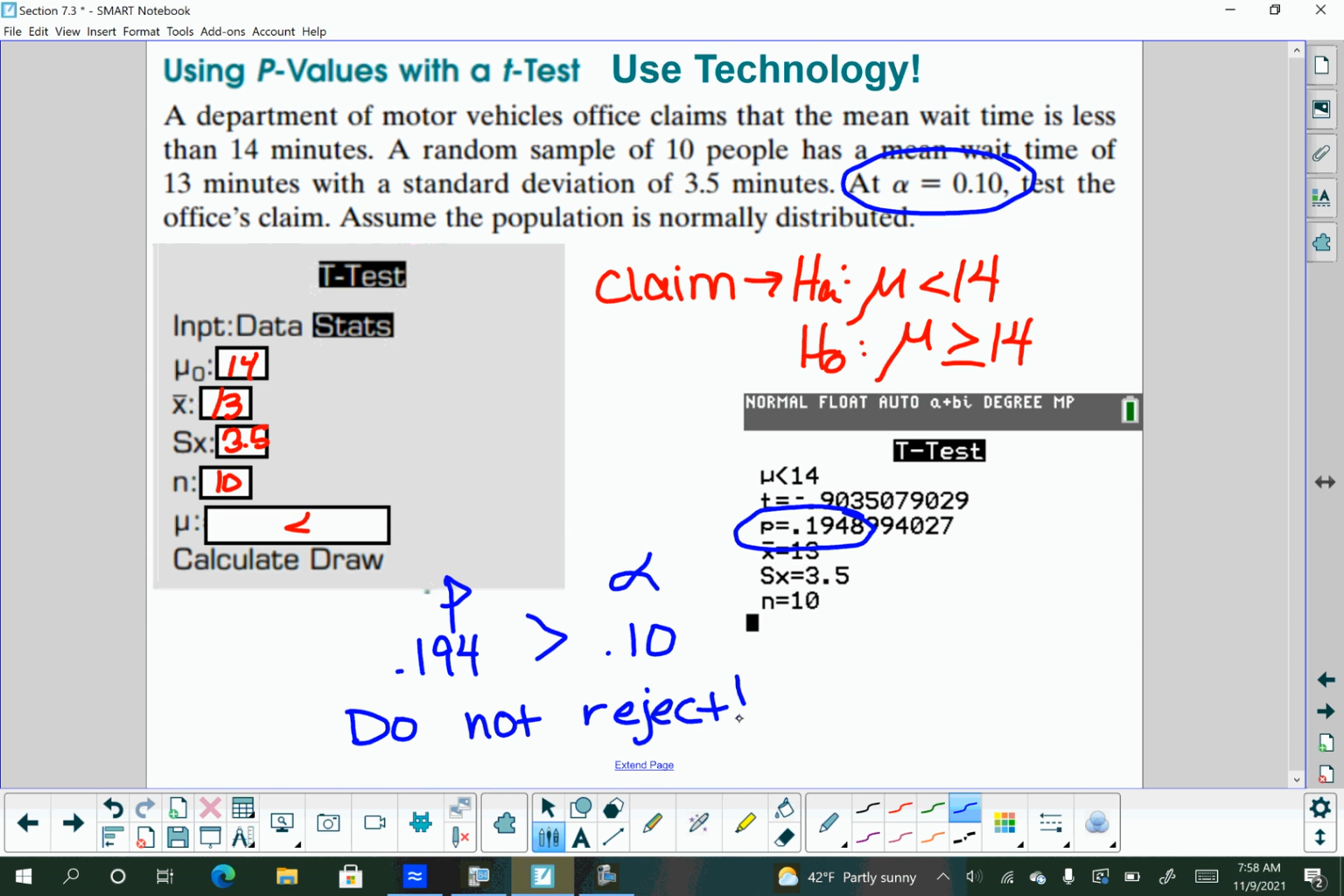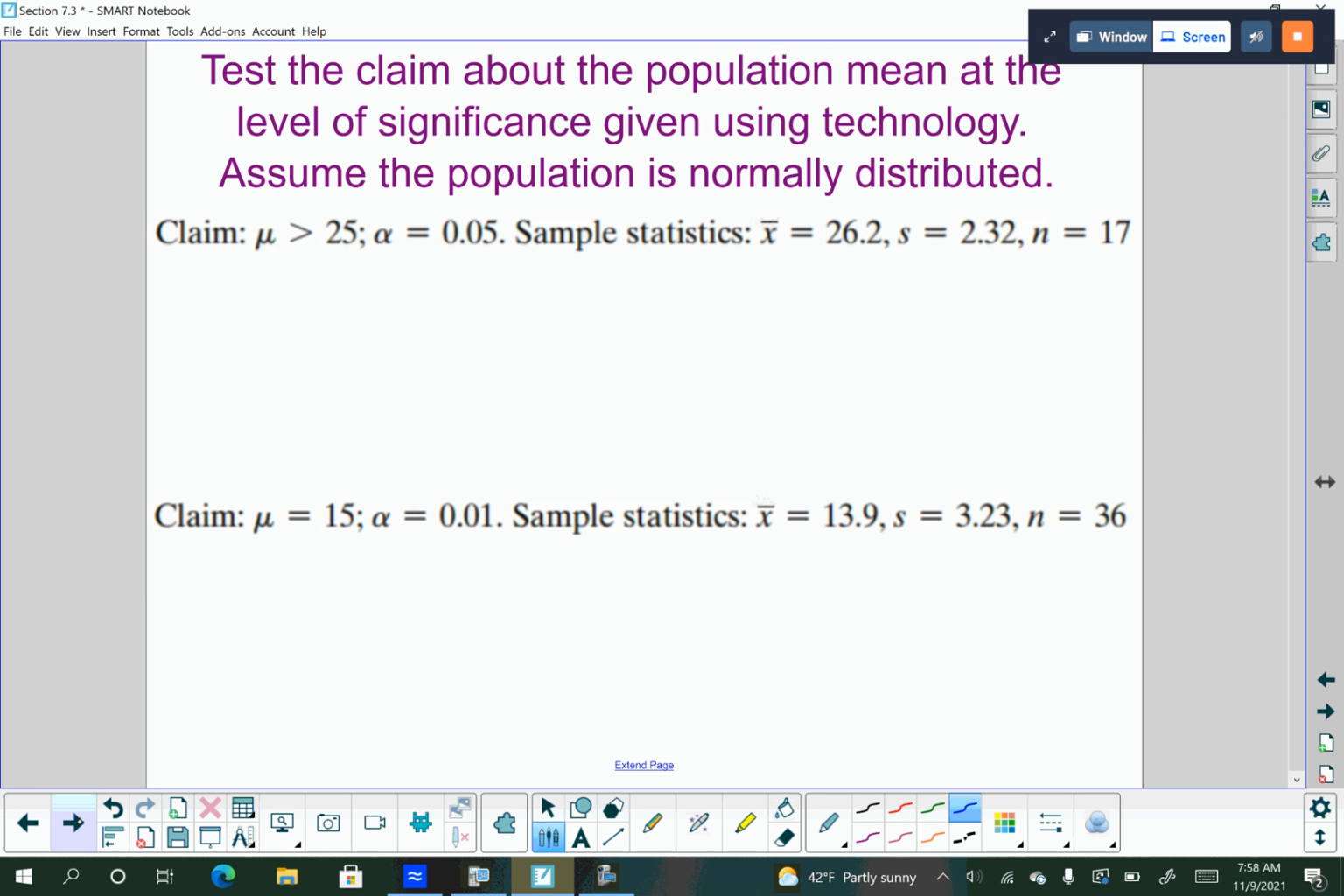Okay? This is the only way we will do P's is with the calculator if you've got a t-test. Questions on that? Okay, so the next set of questions then, I want you guys to try these with the calculator. They're giving you a claim, level of significance, they're giving you the sample statistics. So find that p-value for each of those and then decide if you're going to reject or do not reject. If the p is less than alpha, you are rejecting. If the p is greater than alpha, you do not reject. Okay, I'll give you a minute and I'll probably get a couple more groups to put these up on the board.